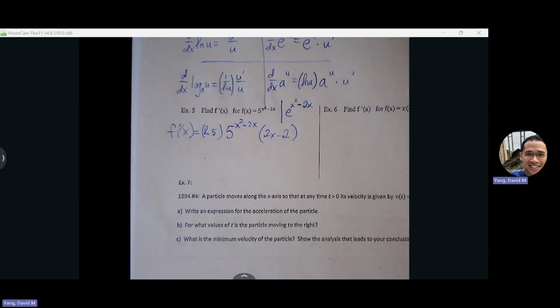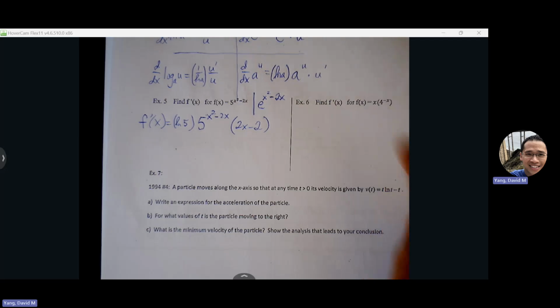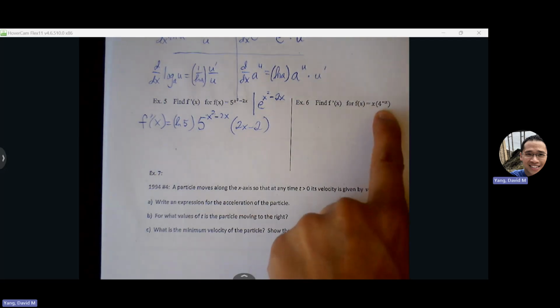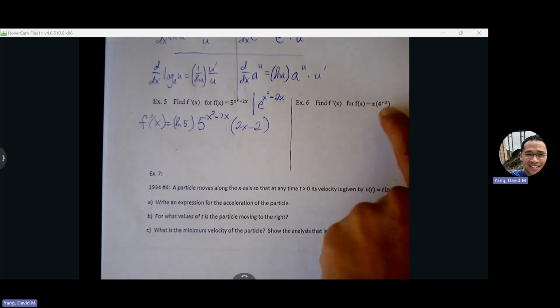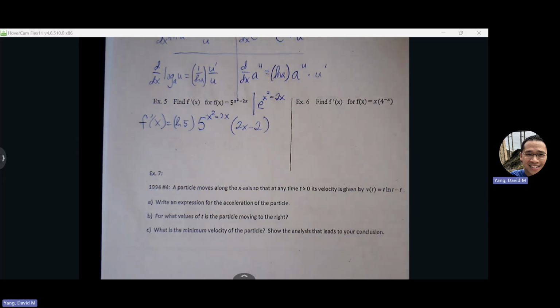Okay, example 6. Find f prime for x times 4 to the negative x. We obviously have to apply the exponential rule for 4 to the negative x. But what else is going on? What else do we need to involve? How many terms do you see there? Product rule, yeah.